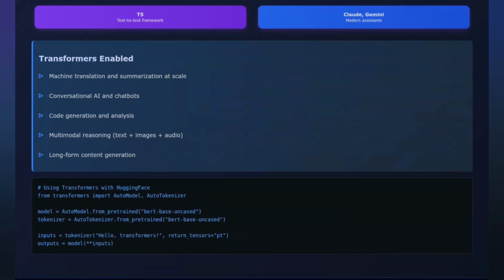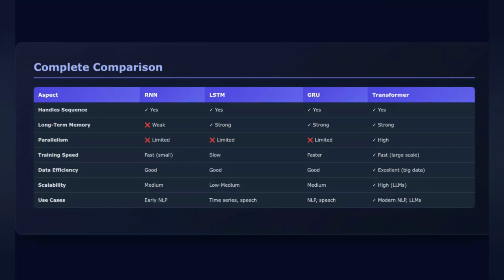Machine translation that actually sounds natural. Chatbots that can hold coherent conversations, code generation that helps developers, multimodal models that understand images and text together. And the best part, thanks to libraries like Hugging Face, using these powerful models is incredibly accessible. Just a few lines of code and you're using state-of-the-art language understanding. Now, let's put everything together and compare these models side by side.